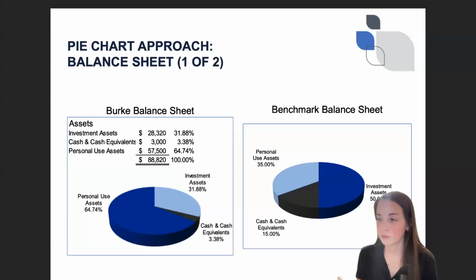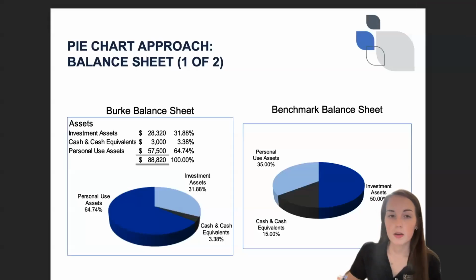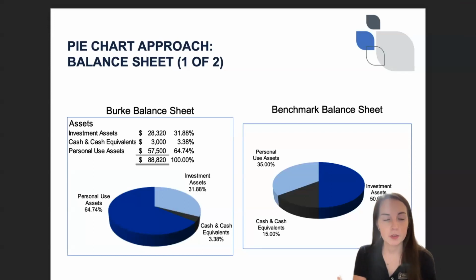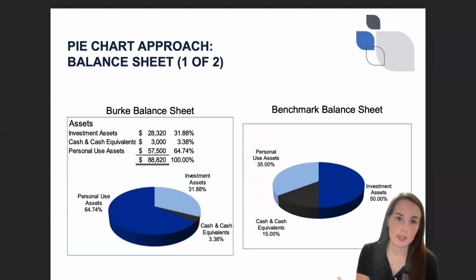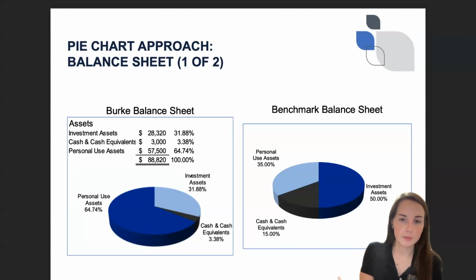So I'm going to share with you some pie charts. Okay, so on the left, you can see the current percentage of your assets total, and on the right, you can see the benchmarks of where your assets should be. So your cash and cash equivalents is low, so we need to increase that, and your investment assets as well.